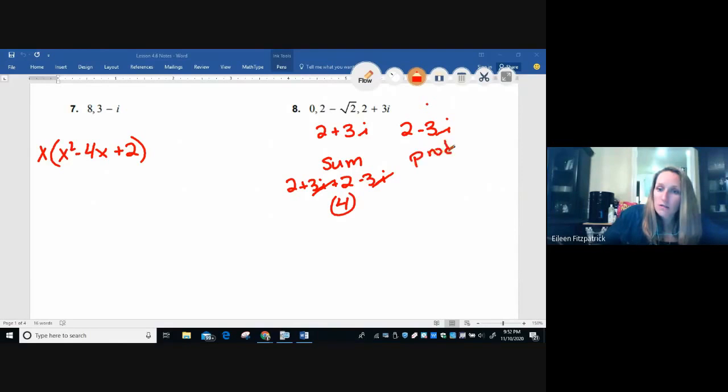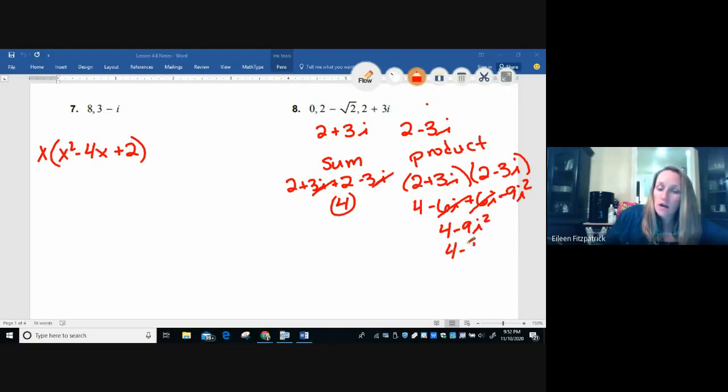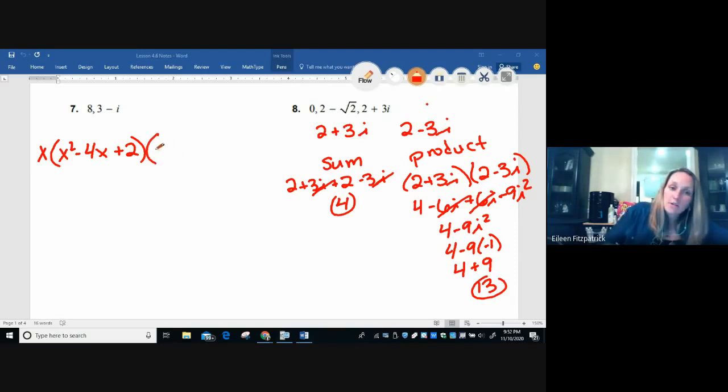The product, you're going to have (2 plus 3i)(2 minus 3i). 2 times 2 is 4, minus 6i, plus 6i, minus 9i squared. Middle terms cancel. 4 minus 9i squared. I squared is equal to -1, so it's 4 plus 9, which is going to be 13. So now I have another polynomial factor of x squared minus 4x plus 13.